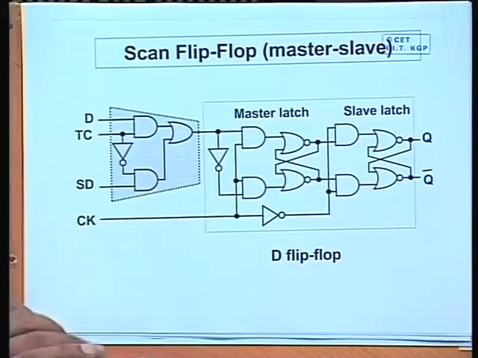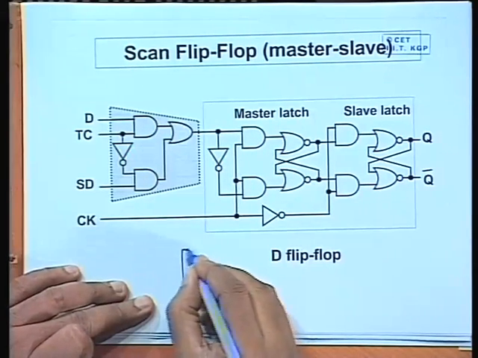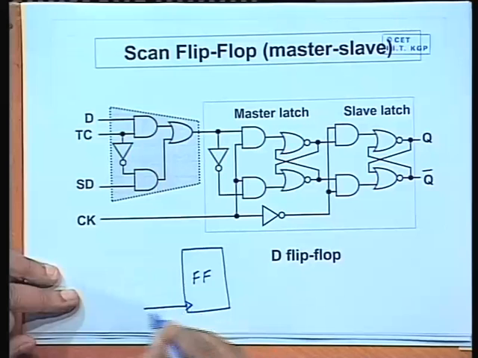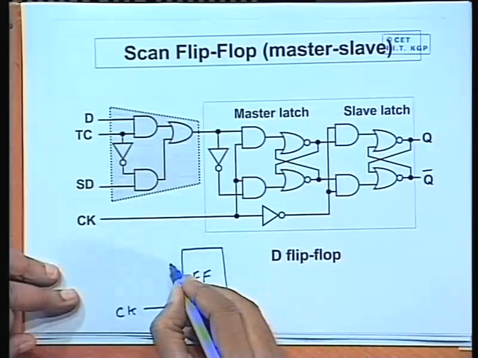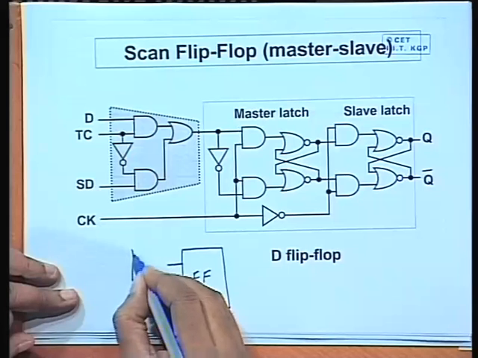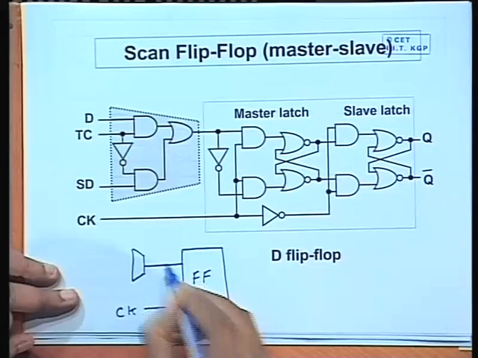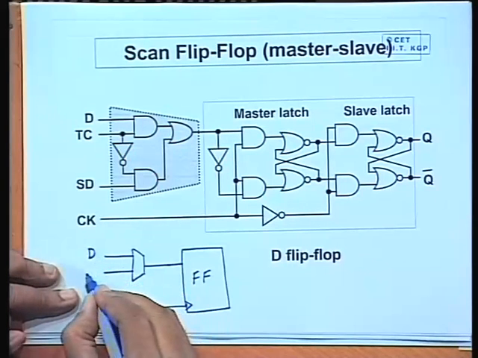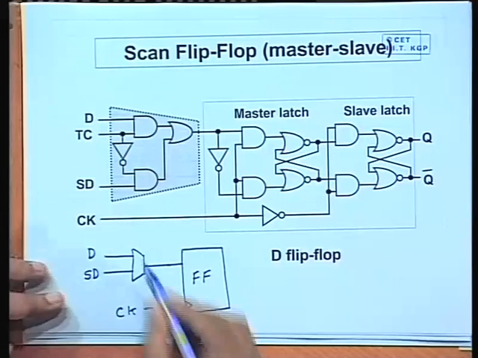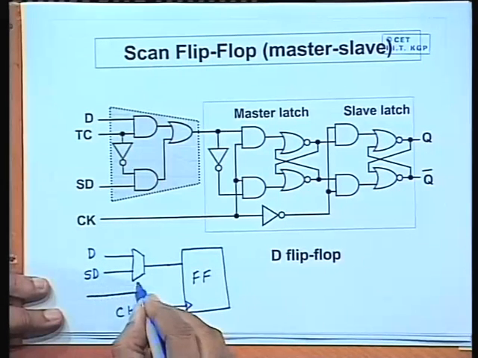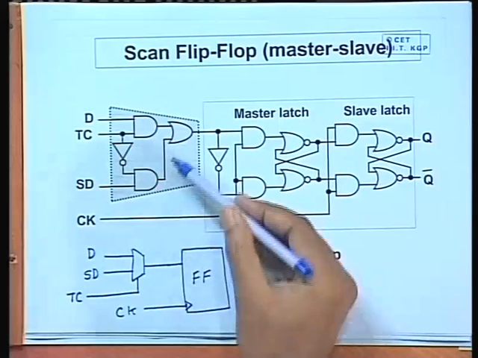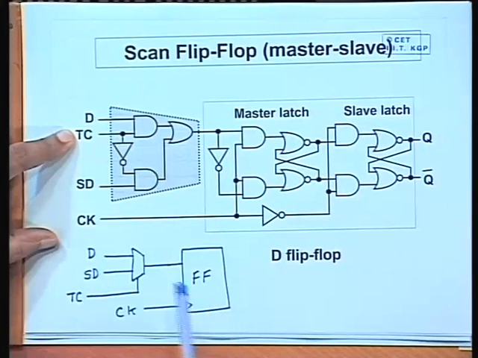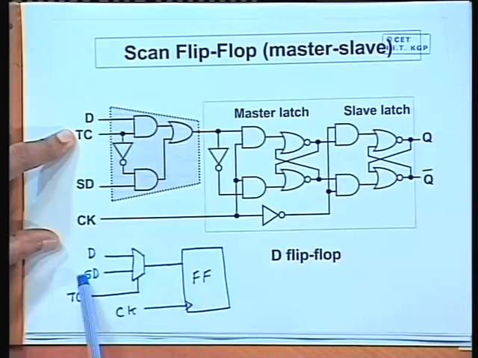But in the scan flip-flop, actually what we are doing is that you have the flip-flop. This was the flip-flop, clock was there, clock is still coming, but the data input which was there, you are connecting a multiplexer out here. There are two inputs to the multiplexer, one is the normal data input, one is the scan data, SD, and the test control input is controlling the multiplexer. This is actually functionally what is happening. So, the test control is deciding whether the normal data input will go in or the scan data input will go in.